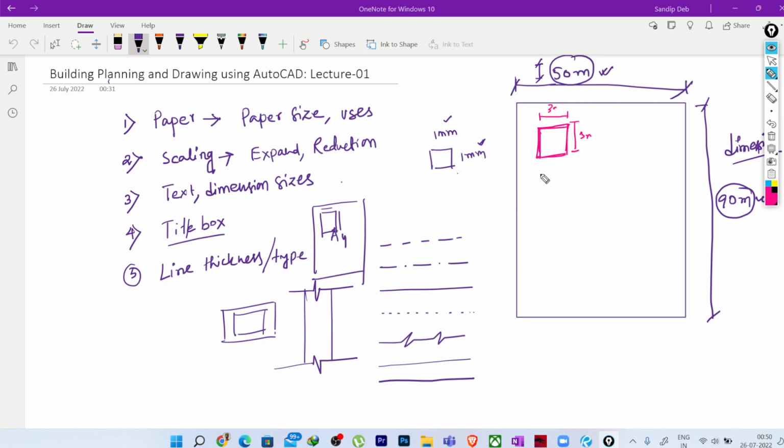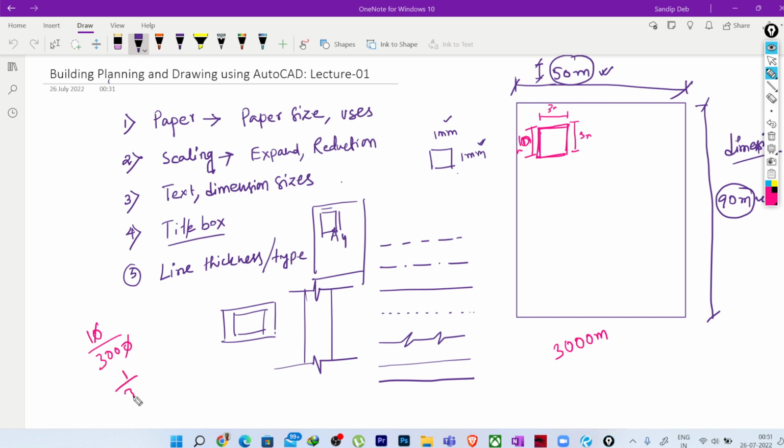Okay, suppose this is 10 on paper, and in the real case it is 3 meter. Okay, 3 meter means 3000 mm. So what is the scale factor that we have used to scale it down? What is the scale factor? So we have made 10 by 3000, right? This is the scale factor.